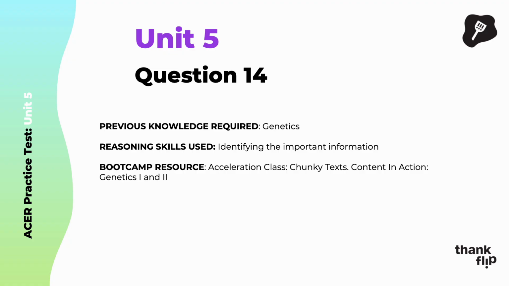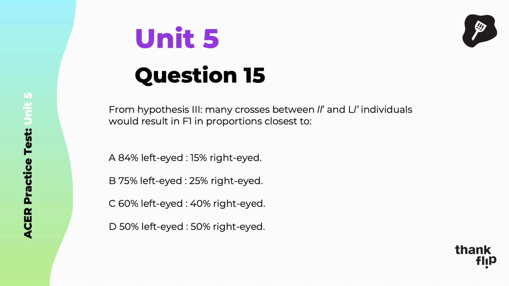So the bootcamp resources that can help with this are the acceleration class, chunky texts, as well as the content in action on genetics. We have genetics 1 and genetics 2. Question 15 is asking us to look at hypothesis 3, which is predicting that there are three different alleles that determine this gene.